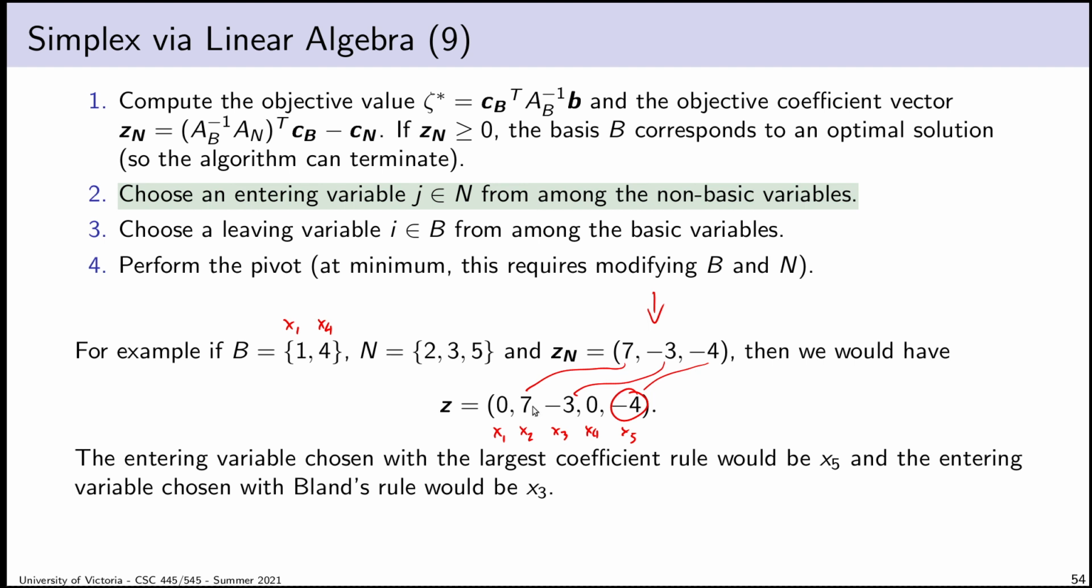Bland's rule would choose x3 because it's the lowest numbered thing. So if I just go from left to right through z, then I will hit x3 as the first candidate to be the entering variable, the first thing whose entry is negative, and that would become my entering variable.